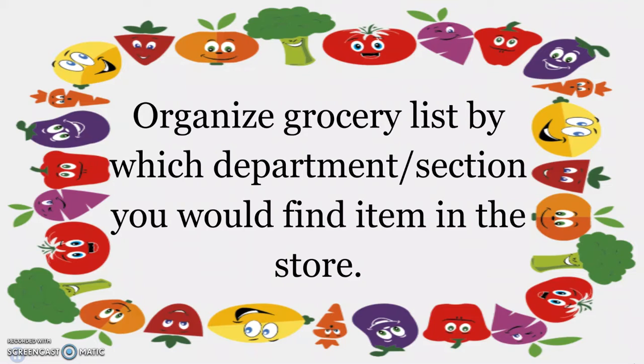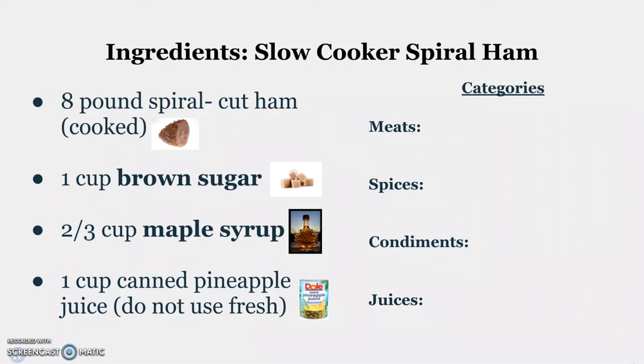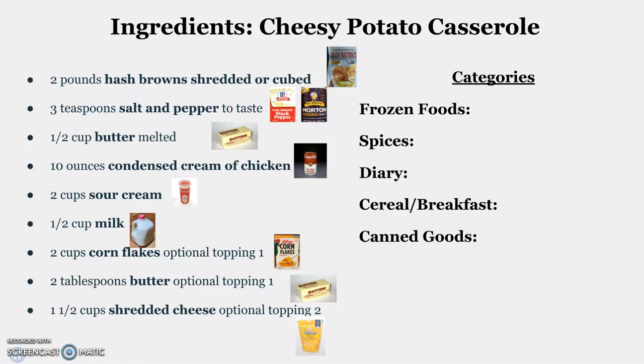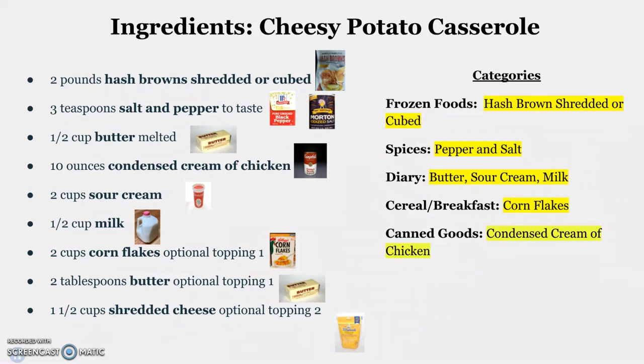The first thing we're going to do is learn how to organize a grocery list. For patients who have trouble reading, I've also added pictures so that it's easier for them to put items into the category on the right. As you see on the right side, we have meats, spices, condiments, and juices. If the patient can't read, they can just click on the meat and slide it over, sugar, slide it over, or the maple syrup and juices, and put them in the appropriate category. The same thing goes for the rest of the items on the menu.